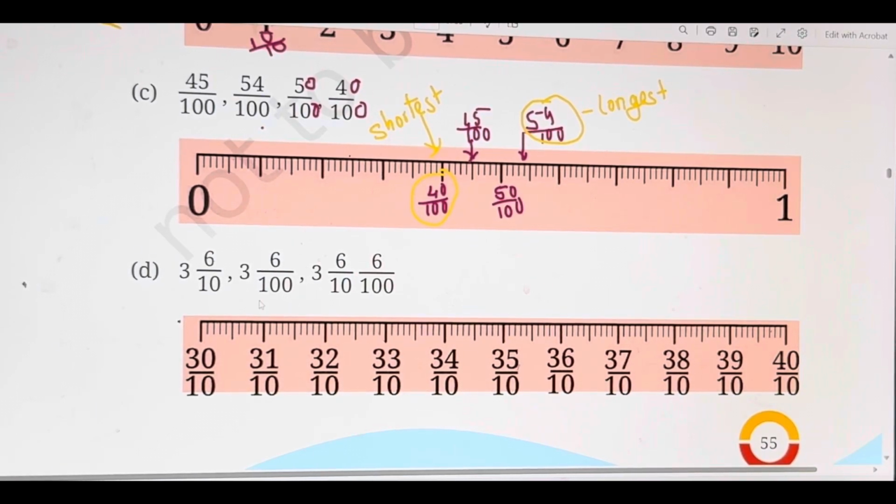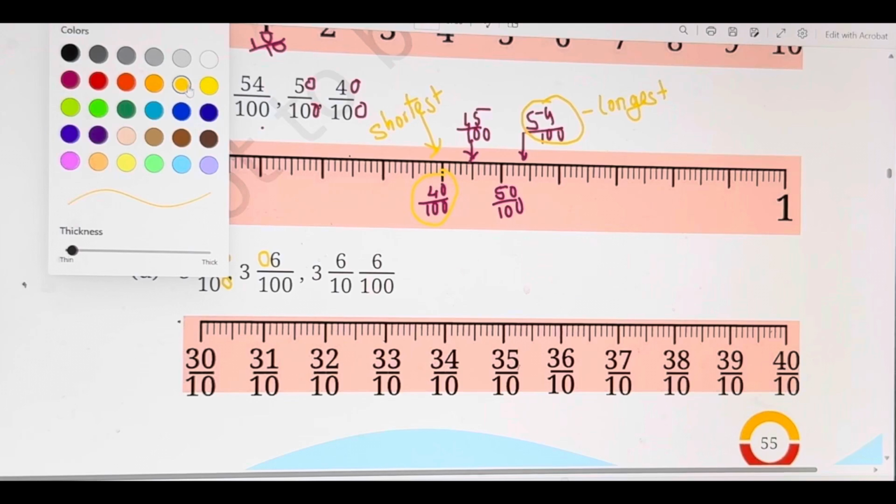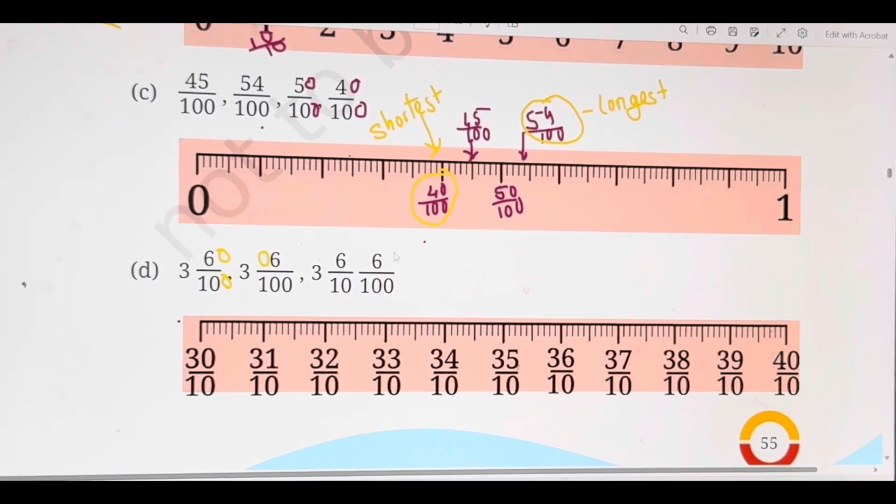Here you can see again there are 3 numbers. Just see this is together, don't mix it up. So this is 3 whole 6 upon 10, we make it 100. So this becomes 60 upon 100. This is already in 100, but what we'll do, we will put a 0 over here because there is no 10th. Wherever 10th is missing, you put a 0 for the 10th part, and wherever 100th is missing, write 0 for the 100th part. Now this is together. So this we write in the form of 366 upon 100.